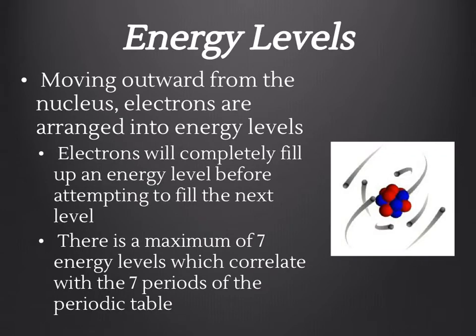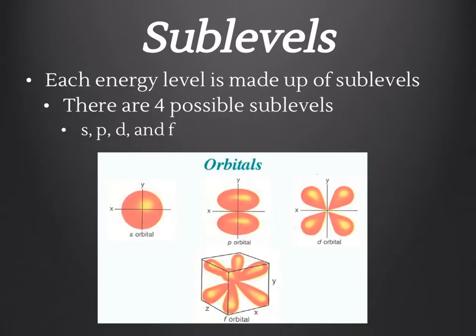So we've already mentioned a couple times, moving outward as we leave the nucleus, we find electrons arranged into energy levels. As we move from the nucleus outward, you're going to fill an energy level before you attempt to move to the next energy level, and there's a maximum of 7. And we can remember there's a maximum of 7 because there is also a maximum of 7 periods on the periodic table. Keep that in mind, there is a correlation.